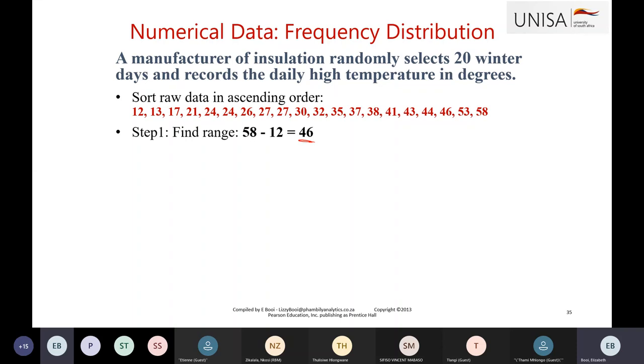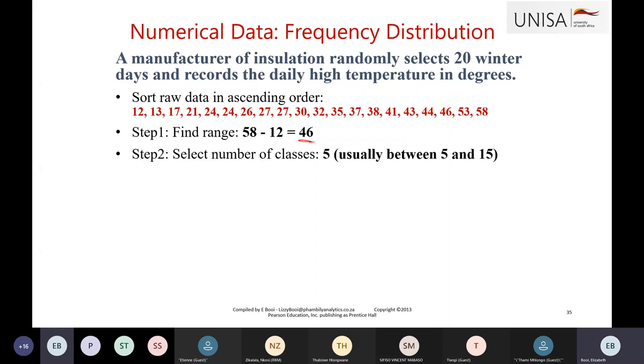So you want to create the class width to be as small as possible. Here I have the distance of 46, so it means I can create 5 class intervals. If I'm going to select 5 class intervals, I'm creating categories of data, 5 categories from my numerical data. So I'm going to group my numerical data into 5 of those groups.